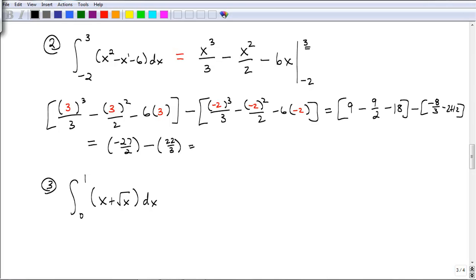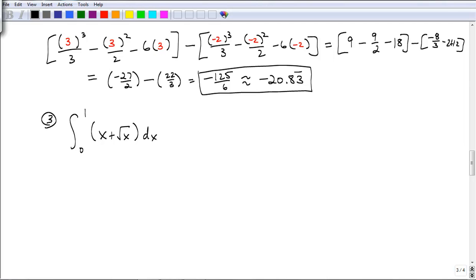So I do that in my calculator. I got negative 27 over 2 minus 22 over 3. When I'm all done, I get negative 125 over 6. Or if you wanted to write it as a decimal, negative 20.83. The reason it's negative is because the area of this graph is below the x-axis mostly. There's more area below the x-axis than above the x-axis. And the difference is negative 20.83, because remember, above the x-axis is a positive area, below the x-axis is a negative area. So that's the idea of the antiderivative.